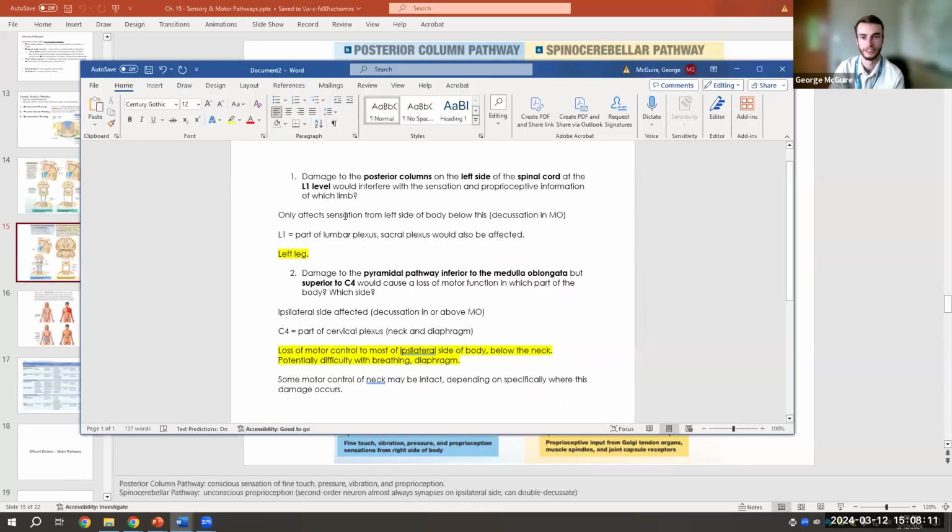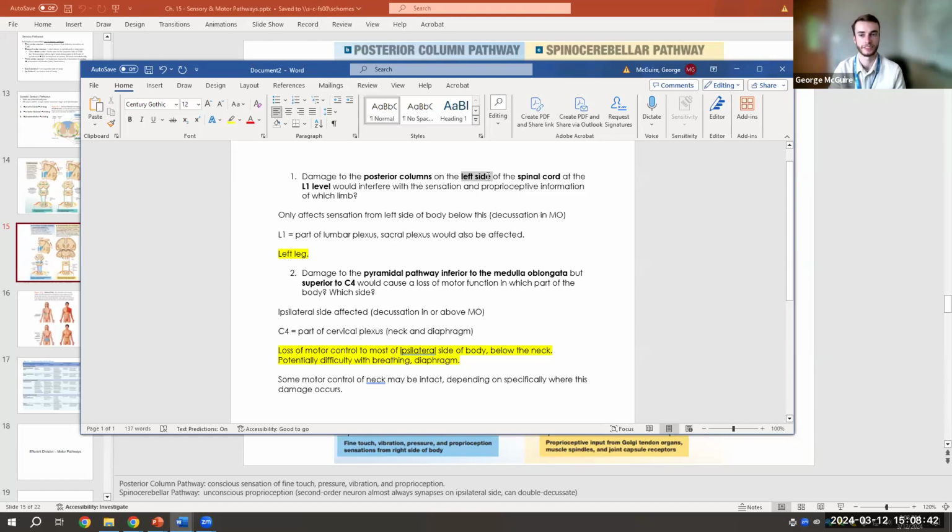Let's pull this over. Since there is damage on the left side, that's only going to be affecting sensation from that left side of the body. Because there's no decussation, it does not cross over beforehand, or else that would be affecting the opposite side. L1 is part of the lumbar plexus, so this is only going to be affecting information from the lumbar plexus and below, which also includes the sacral plexus. And so we know we're just talking about the lower limbs.